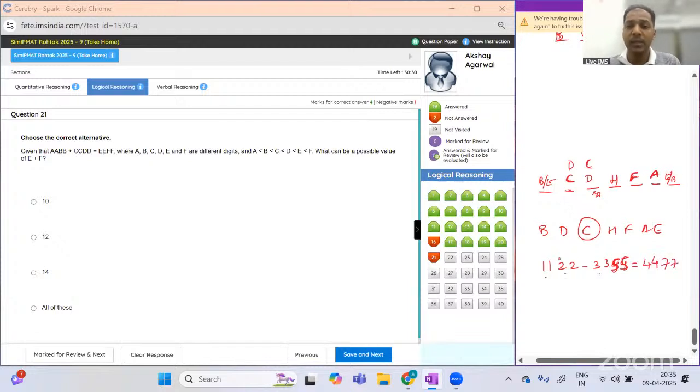A, B, C, D, E, F could be one possibility. So what is the possible value of E and F? 4 plus 7 is 11. 10 though is definitely not possible. This is the minimum case that I've made. But if they consider AABB as 0011, or could they take it as, because they are increasing order?